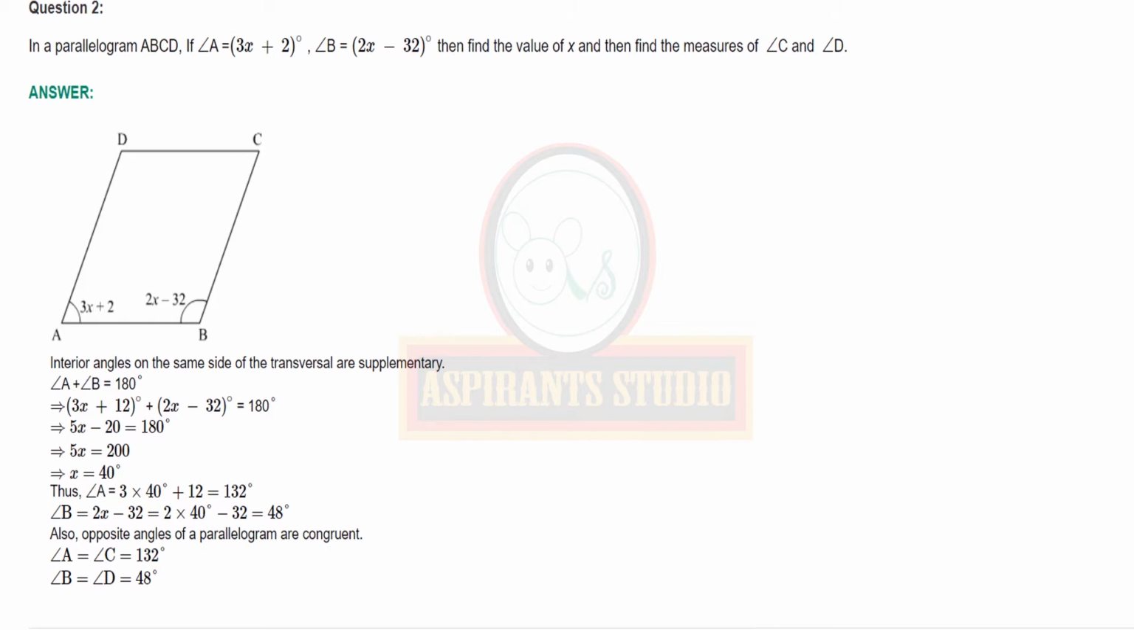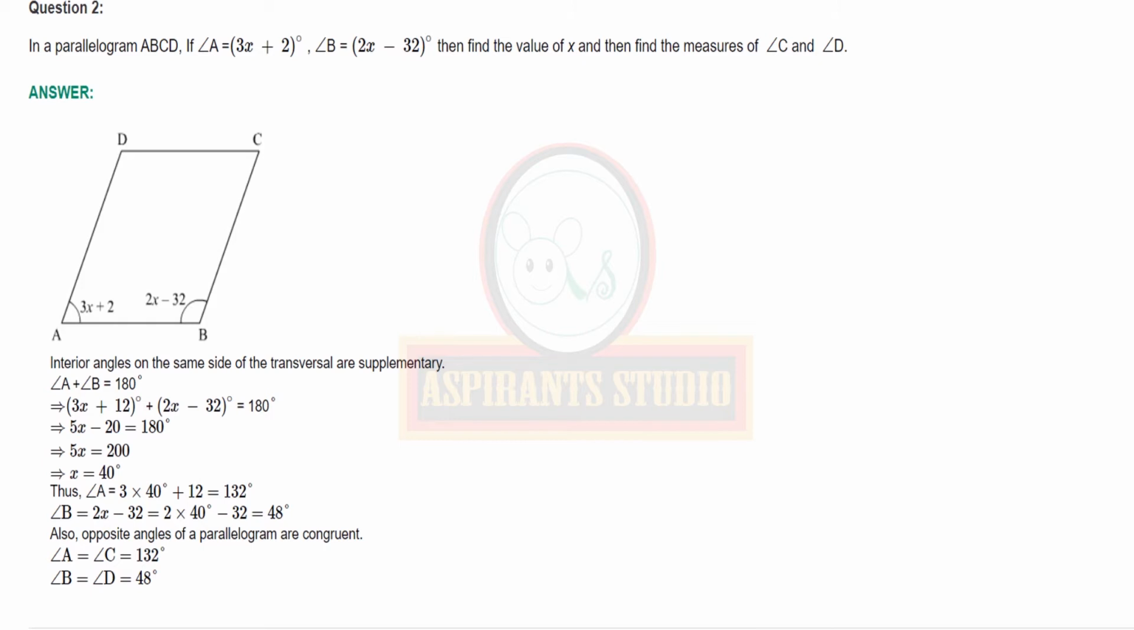Take minus 20 to the other side. So you will get 5x is equal to 180 degrees plus 20 degrees. Therefore 5x is equal to 200. You have to find out the value of x now. 5 multiplied by x is equal to 200. Therefore x is equal to 200 upon 5, that is equal to 40. So x is equal to 40.